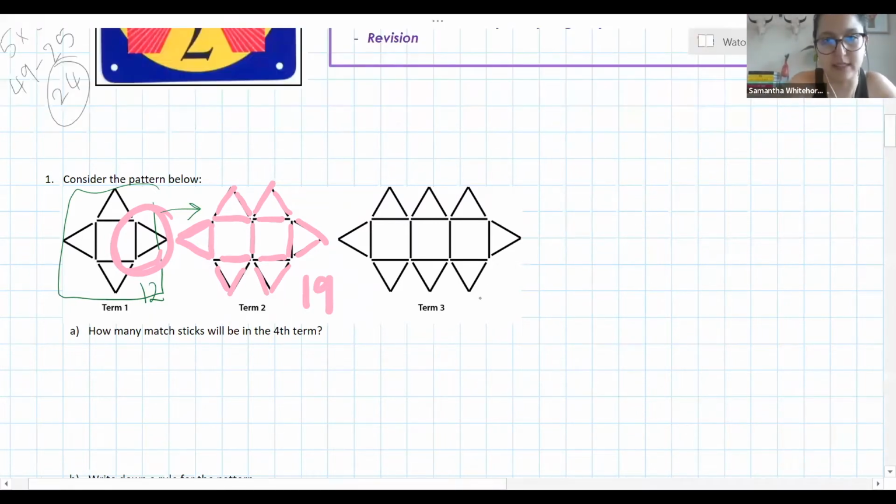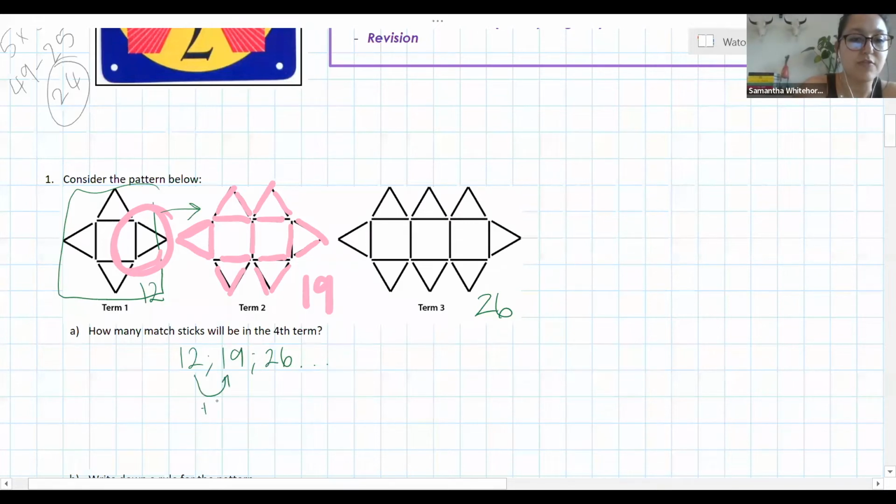26. Excellent. 26. Okay, so what's happening each time? What's my pattern? We are adding by 7. Good, well done. Okay, so guys, for some people, looking at the pictures is a little bit easier than writing the numbers. For some people, writing the numbers out is a little bit easier. But as Pelesa's just said, if we carry on this pattern, I can see that to get from the first term to the second term to the third term, I'm adding 7.